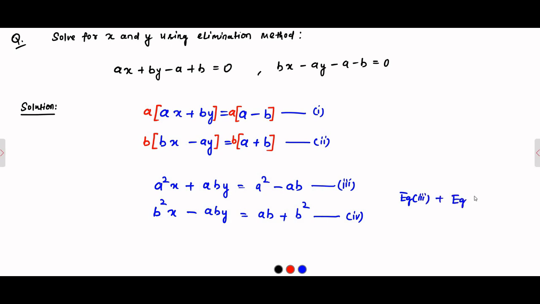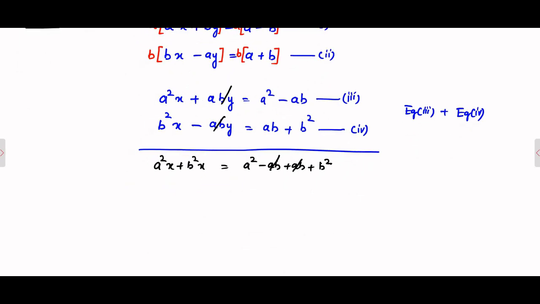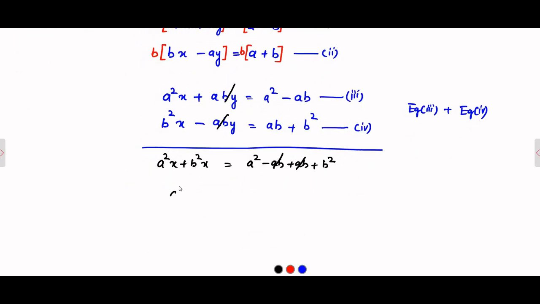Now if we add these two equations, equation 3 plus equation 4, these two will get cancelled, plus aby minus aby. Here we have a²x + b²x, which is equal to a² - ab + ab + b², so minus ab plus ab will get cancelled. So we have (a² + b²)x = a² + b². That implies x is equal to 1. Okay, x is equal to 1.